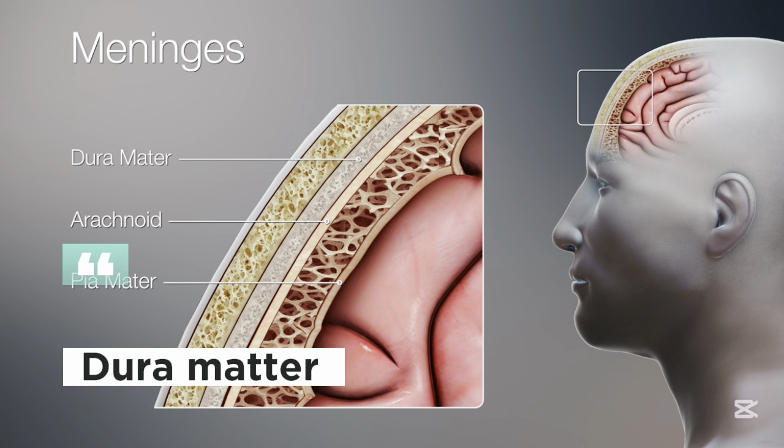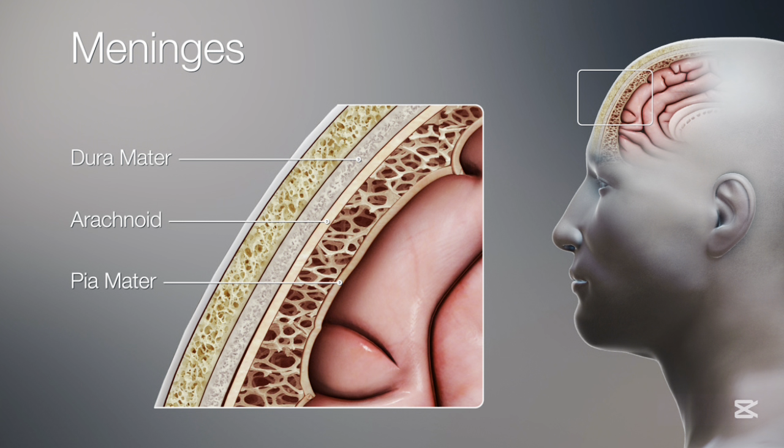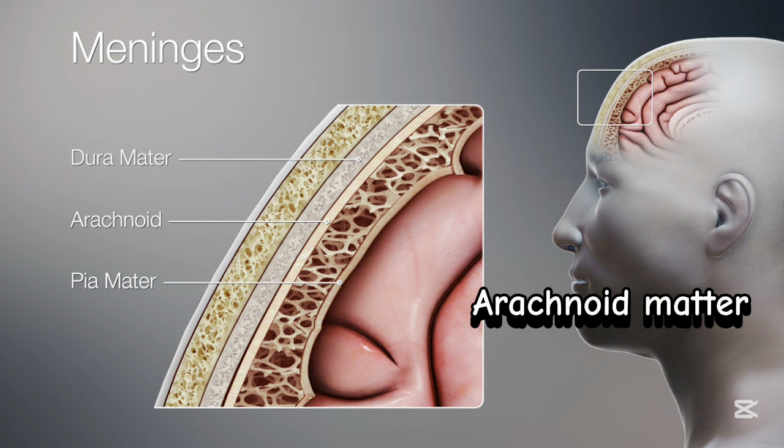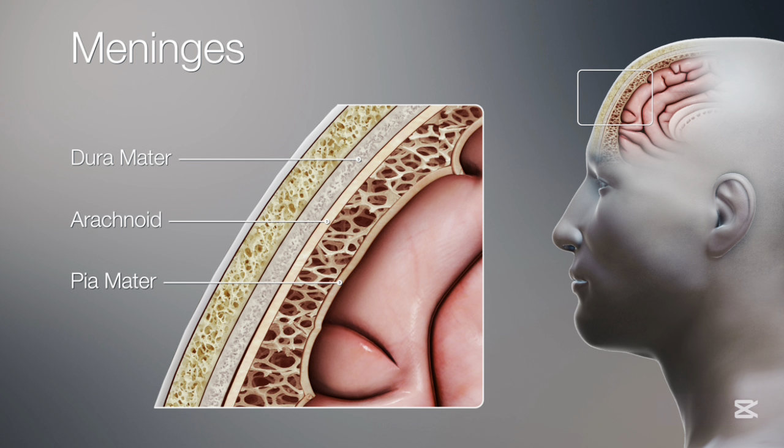These three layers of tissues are the dura mater, which is the outermost and the toughest layer, and then we have the middle layer, which is the arachnoid mater, and the innermost layer, which is the pia mater. The pia mater is the layer that has direct contact with the brain, and it is the most delicate layer. You see why the brain has to be protected.